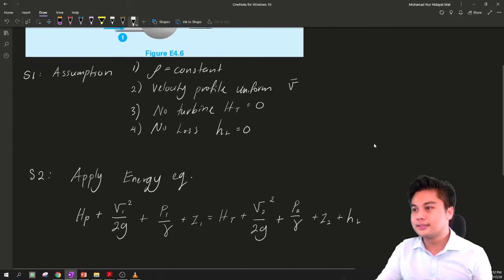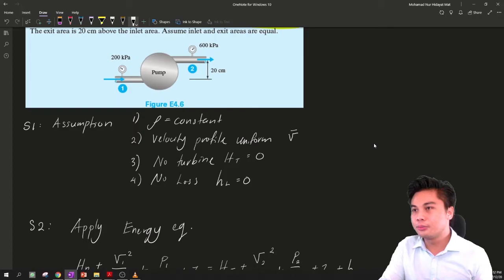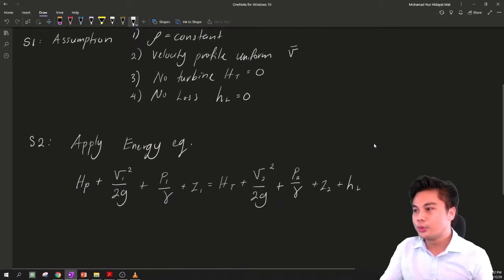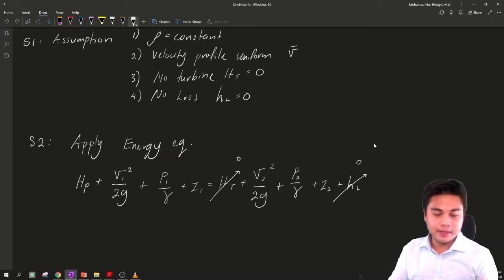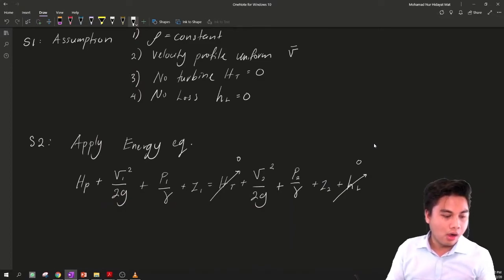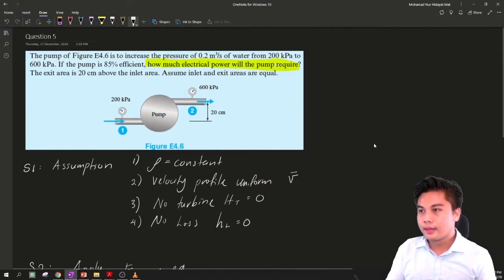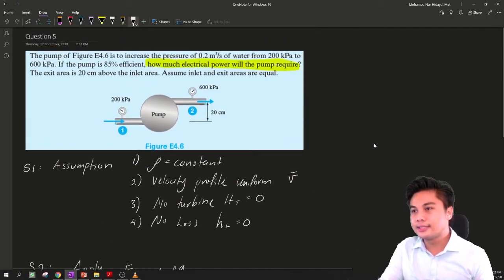Since the head loss is 0, assume there is no loss because this is only a small section of the pipe. There is no long pipe. So we assume the head loss is equal to 0. And then there is no turbine, HT equal to 0. And then the velocity here, you can see that we can simplify.